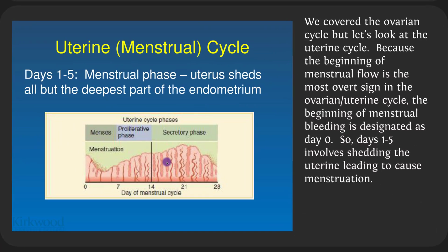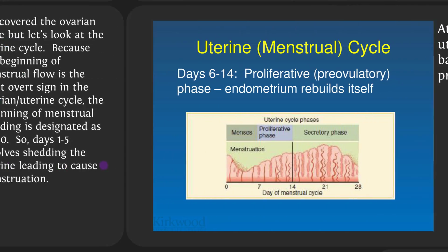I like it. We covered the ovarian cycle before, but let's look back at the uterine cycle. Because the beginning of the menstrual flow is the most overt or outward sign in the ovarian or uterine cycle, the beginning of the menstrual bleeding is designated as day 0. So shedding the lining is day 0. Days 1 through 5 involve shedding the lining, leading to menstruation.